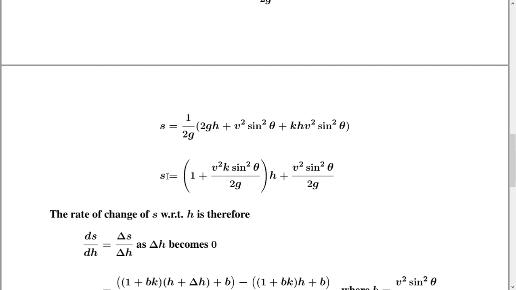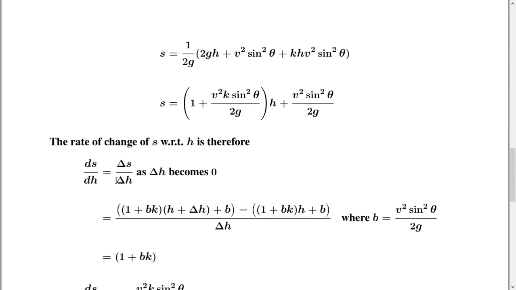Now we want to find out ds by dh. The definition is delta s by delta h as delta h tends to 0. So here v square sine square theta by 2g is a constant, so we can replace that with b. And so delta s by delta h is this thing here.